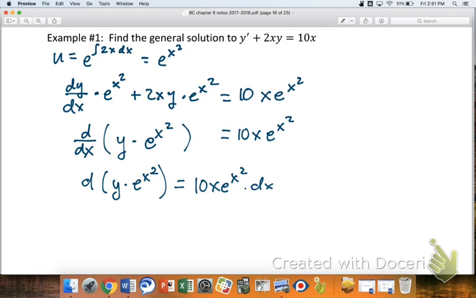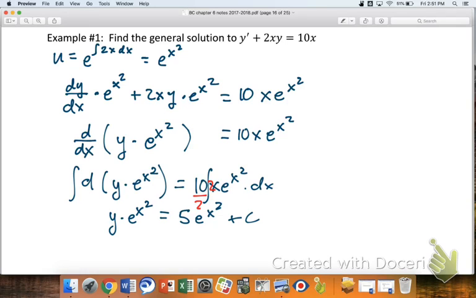Now that I've separated those out, I'm ready to do my antiderivatives. So antiderivative of both sides. Left side, we just get y times e to the x squared. The right side, Timmy messed up a little bit, didn't he? I already got the 10 out of there. What do we need to multiply the inside by? Yep, times 2. So I will just use a different color for that. So make it a 2x, divide by 2. So now we get 5 e to the x squared plus c.